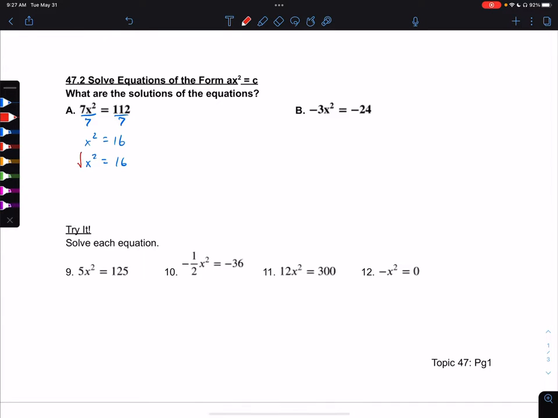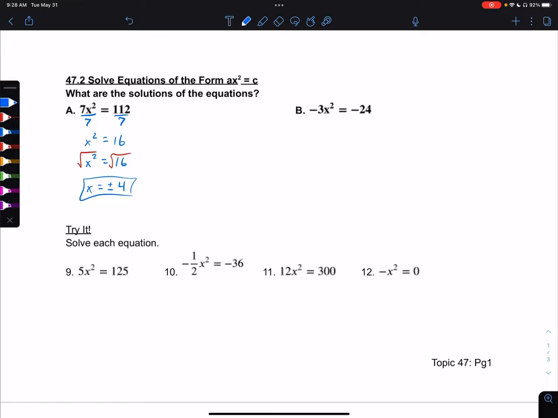We are going to take the square root of both sides to undo that square. So x would be equal to the square root of 16, which is 4. But as mentioned in the previous video, make sure you use the positive and negative roots. So your solutions will be x equals positive 4 and negative 4.